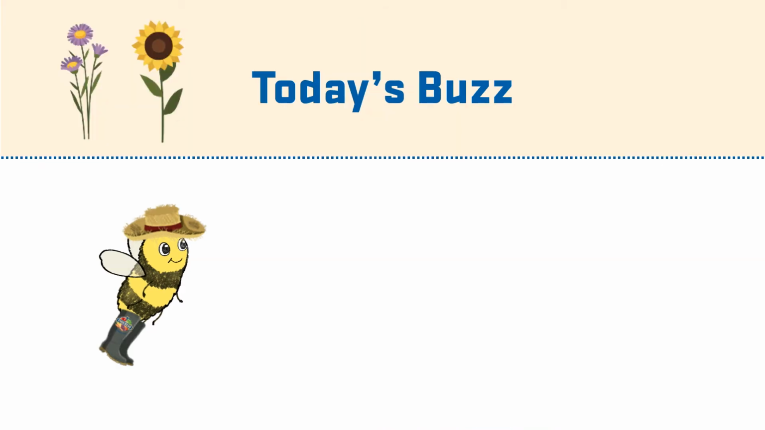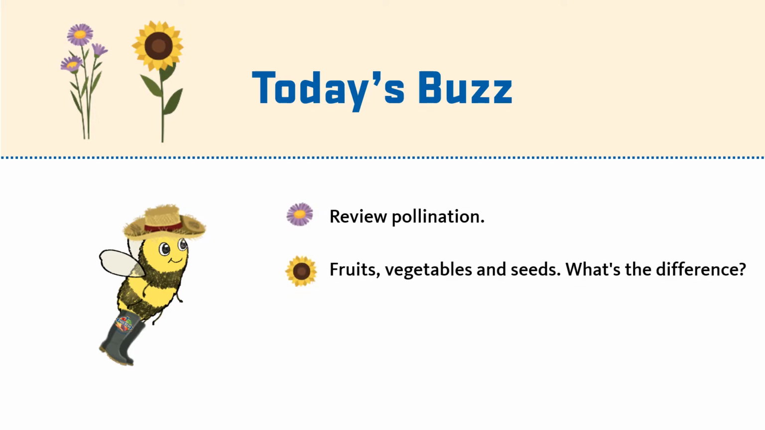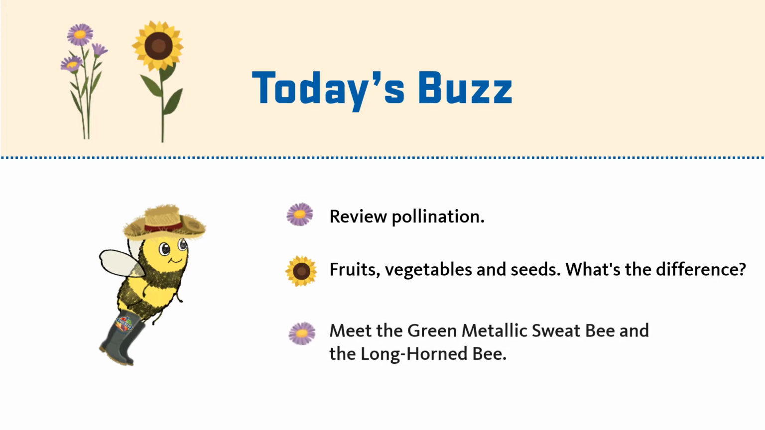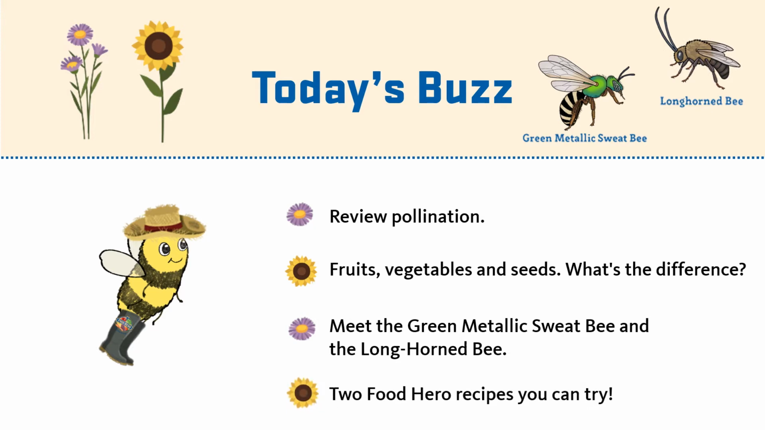Today, we will start with a quick review of pollination, and then learn about the difference between fruits, vegetables, and seeds, meet the green metallic sweat bee and the longhorn bee, and check out 2 Food Hero recipes you can try yourself. Follow me.